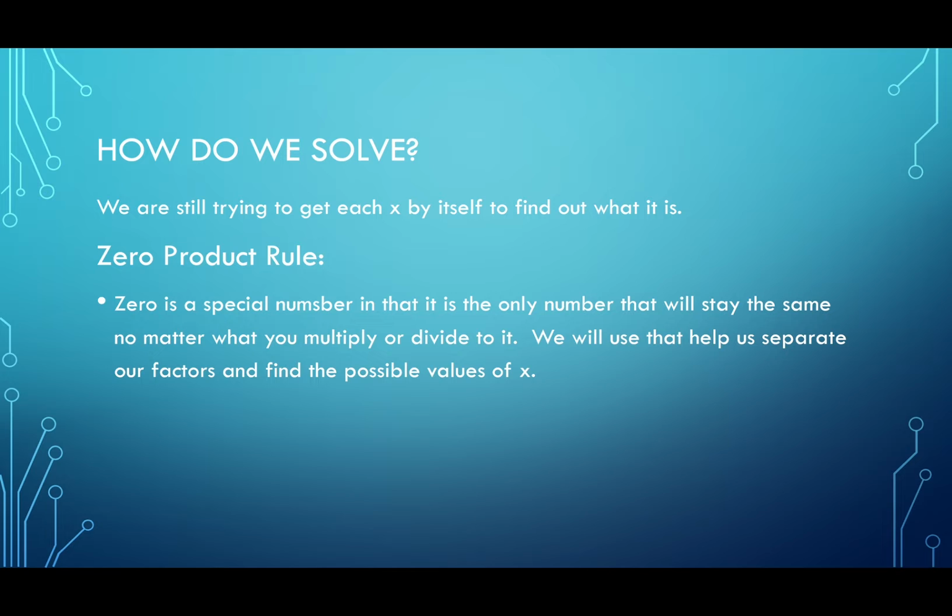So 0 is special in that it is the only number that if I multiply anything by it or divide anything from it, it will stay 0 and it doesn't change. So we're going to use that to help us separate out, because I have two x's being multiplied. So if either one of them is 0, my end answer is 0.